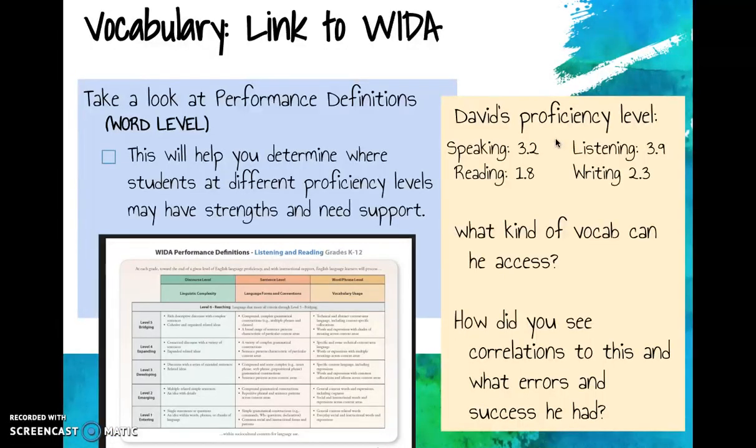As we think about David, I would like you to take a look at the performance definitions that are linked in your agenda. Once you've pulled those up, especially looking at the receptive, take a look at the word level and pay close attention to level 1, 2, since that is where David is in his literacy access levels. Think about these questions. What kind of vocabulary can he access based on his language proficiency level? Then, how do you see correlations to this and what errors and success he had? Pause and do this thinking task, and then resume the video when you are finished with that.